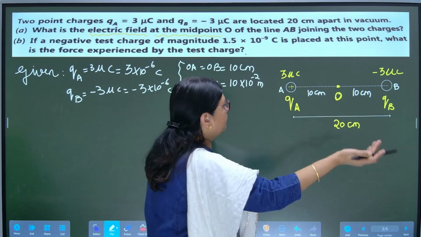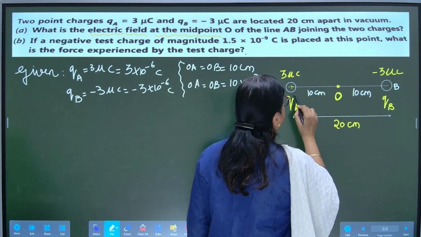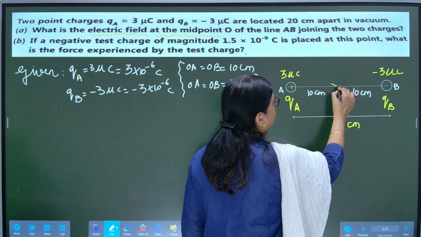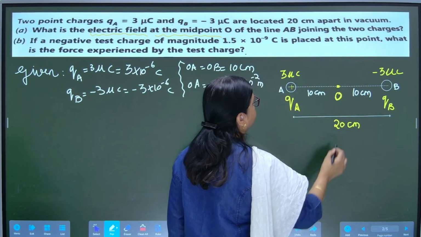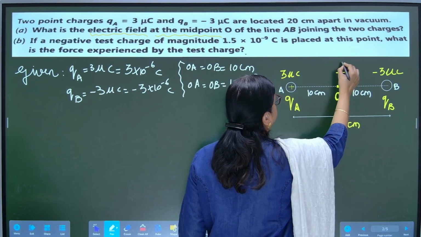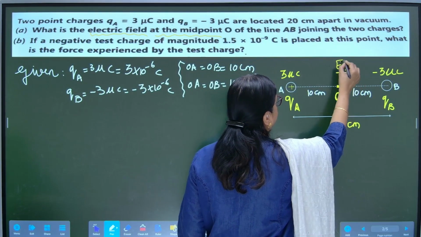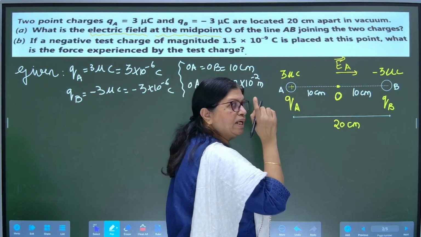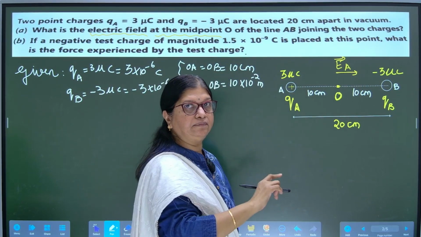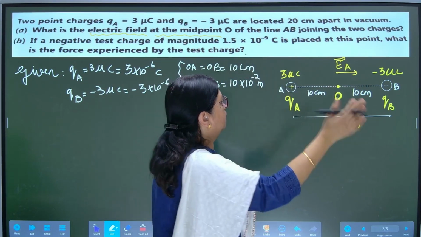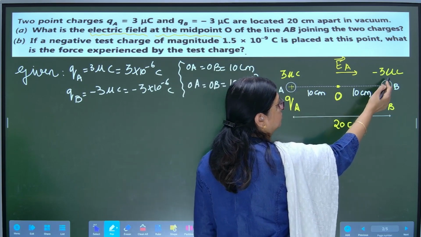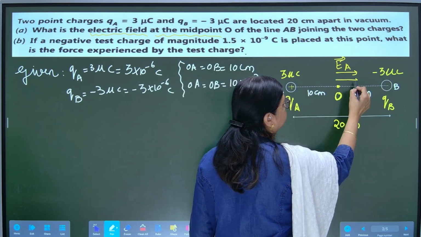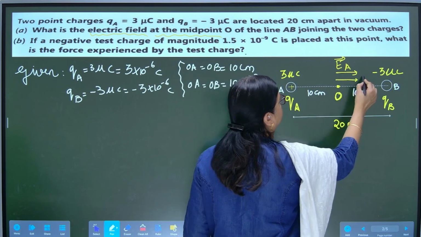So again, revising what we remember, plus Q, positive charge. EA, let me write. So this is the direction of the electric field for the charge at A. For a positive charge, the field points outwards. This is negative, so the field is from the point towards the charge. Am I right? EB.